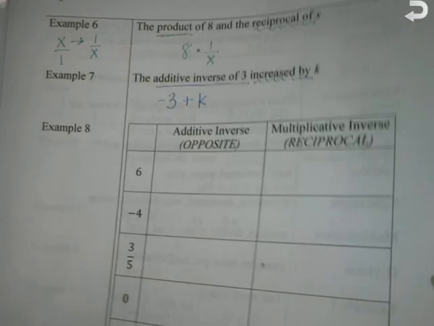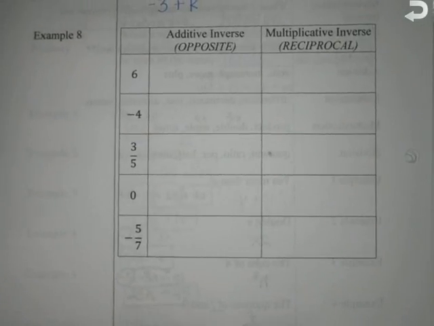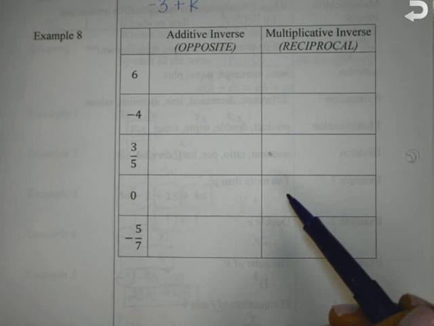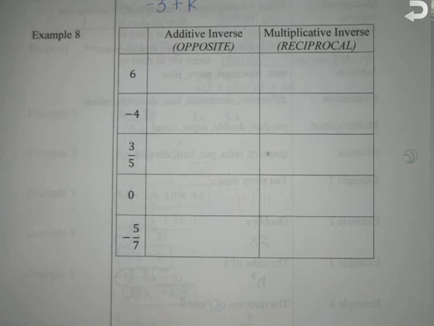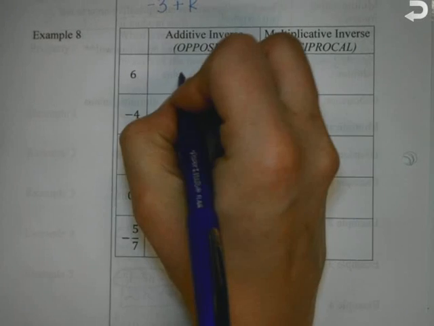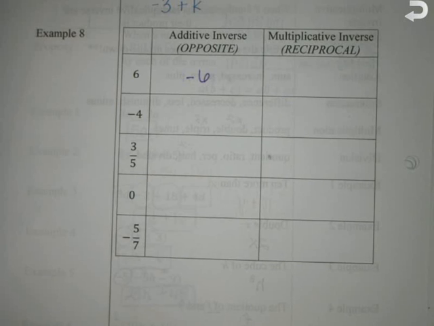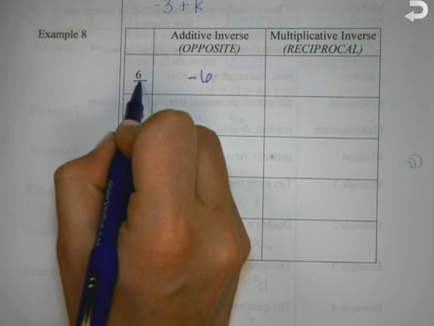In the left column, we're going to put the additive inverse of each of the numbers. In the right column, we're going to put the multiplicative inverse of each of the numbers. So, 6. What is the additive inverse of 6? Negative 6. What is the multiplicative inverse of 6? 6 is the same as 6 over 1, so the multiplicative inverse would be 1 over 6.